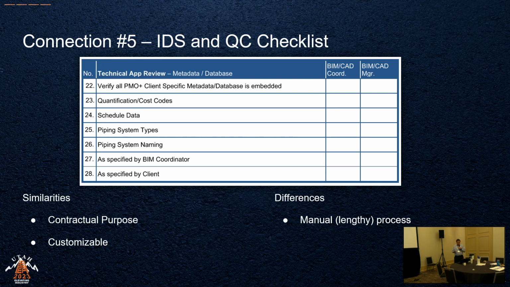The difference again here is that IDS processes are automated and the QC checklist is very manual, so it involves a lot of time and is prone to human error. Another difference is that IDS can integrate with additional sources of standardization, such as the buildingSMART Data Dictionary. That could be any number of things in the data dictionary. Maybe that's the library of applicable pay item names, numbers, and units, and so on.